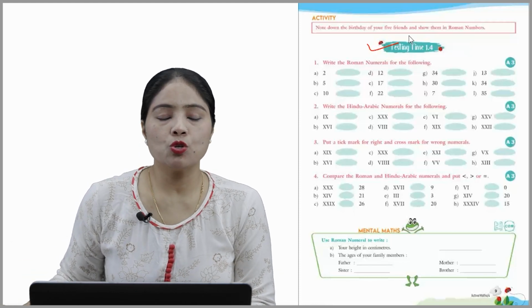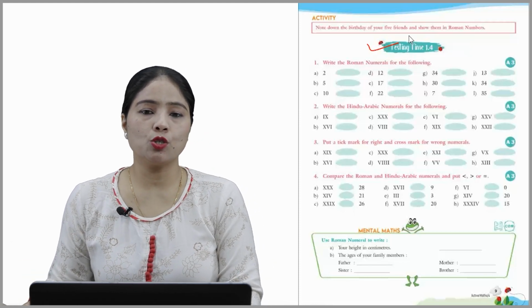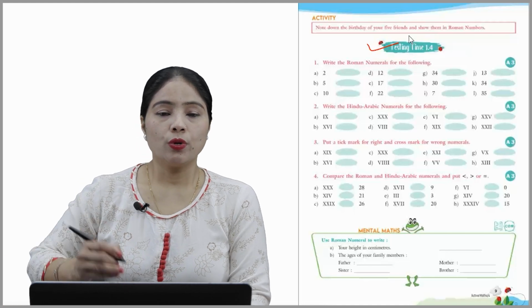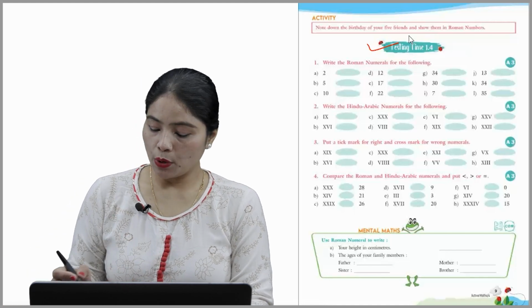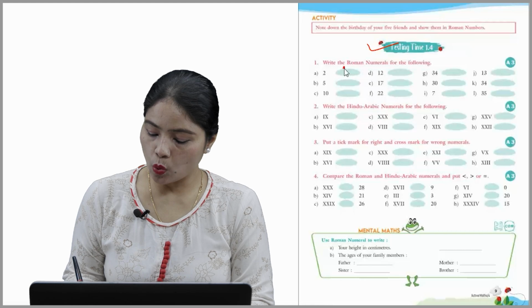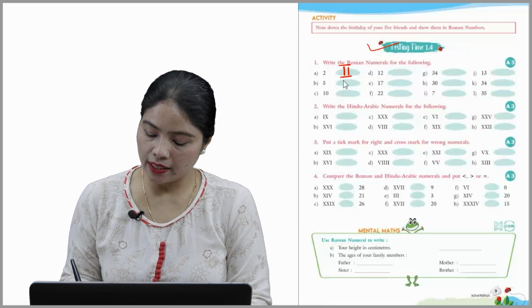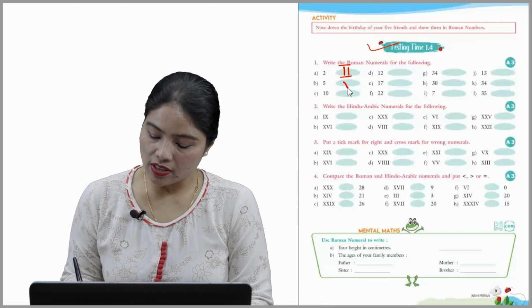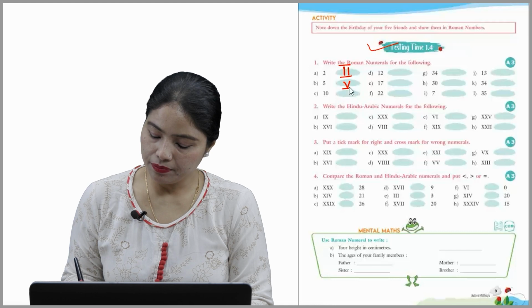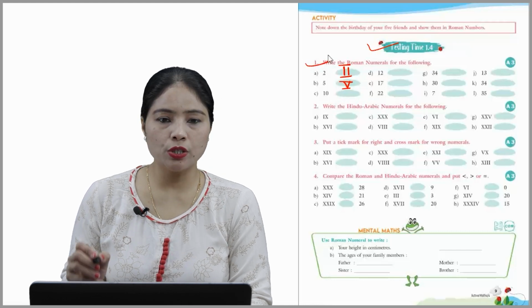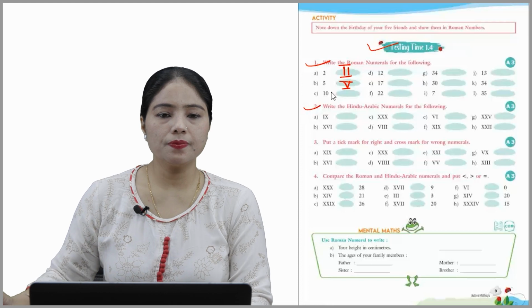So here it is given question number 1. Write the Roman numerals for the following. So here it is given 2. So how to write 2? Yes, this is I and I, 2 beta. After that क्या है 5. So 5 कैसे लिखते हैं हम? It's very easy. We just write 5 like that way. I hope you understood. Now second question.